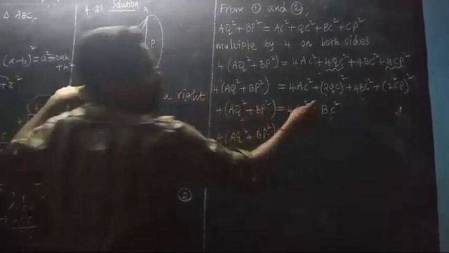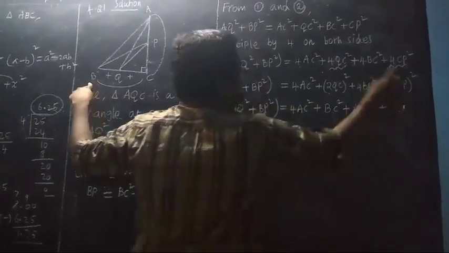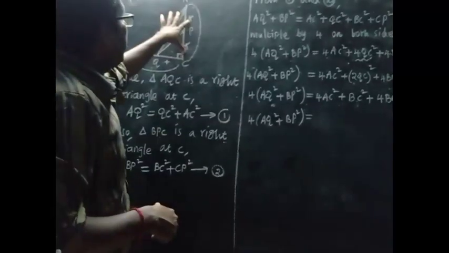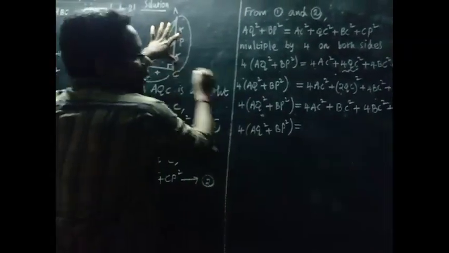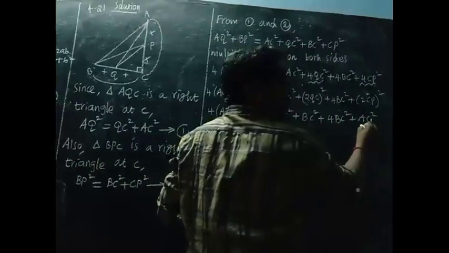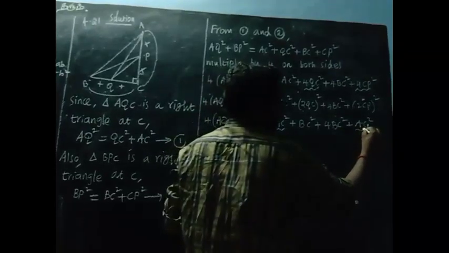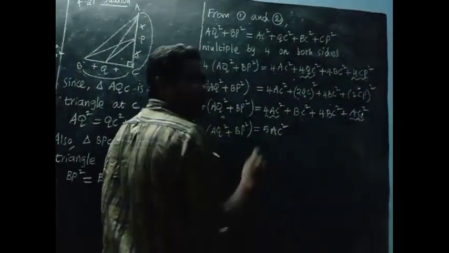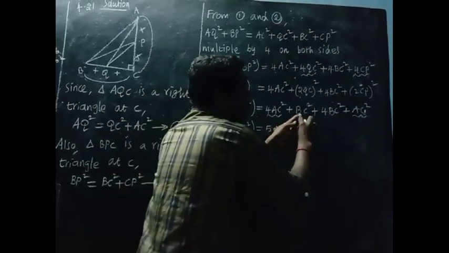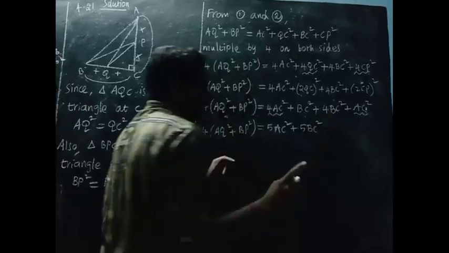BQ square plus QC square equals BC square plus 4BC square plus 2CP square. P is the midpoint of AC, therefore AP equals CP. Therefore 2CP equals AC, so 4CP square equals AC square. Then 4 AC square plus AC square equals 5 AC square, plus BC square plus 4 BC square, that equals 5 BC square.